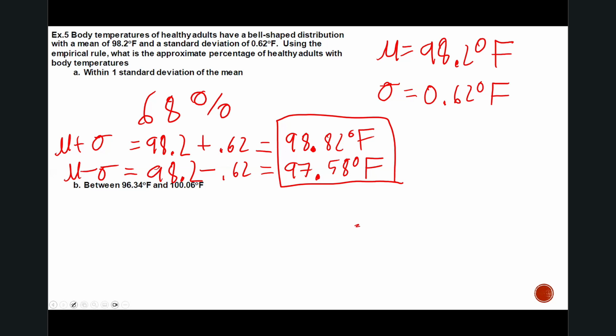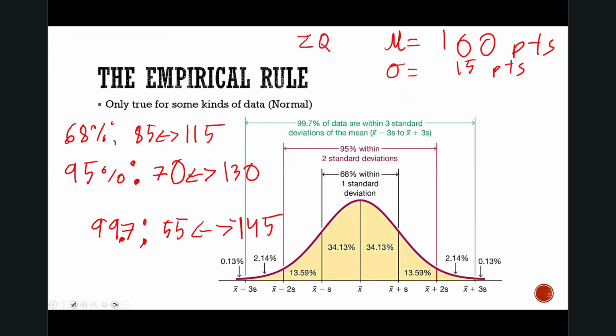Now, to figure out this one, I'll give you the formula later, but I'm just going to give you intuition for it. To figure out what percentage of people have a body temperature between these 2 temperatures, we need to figure out how many standard deviations they are away from the mean, right? Because based on this, it tells us what percentage, based on standard deviation, correct?